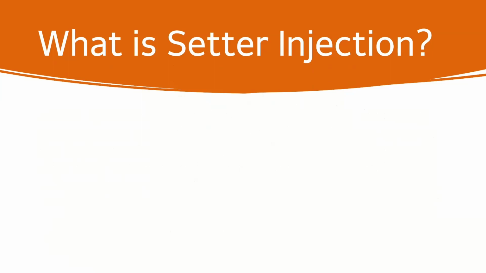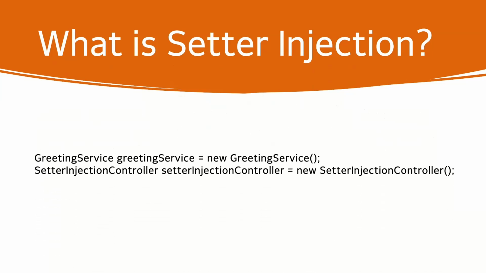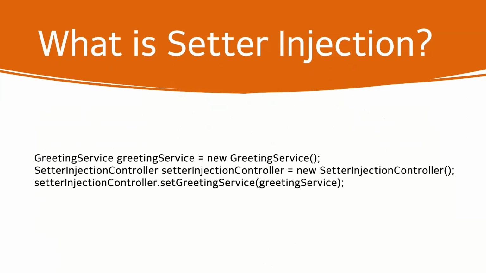Suppose a setter injection controller requires a greeting service, and we use setter injection for dependency injection. First, Spring creates a bean of greeting service like so: greeting service equals new greeting service. Then, it creates a bean of setter injection controller equals new setter injection controller. After that, Spring calls the setter method to inject the dependency, setterInjectionController.setGreetingService.